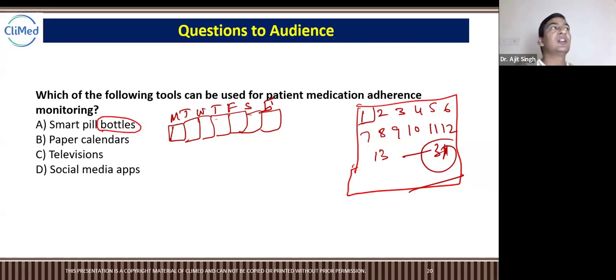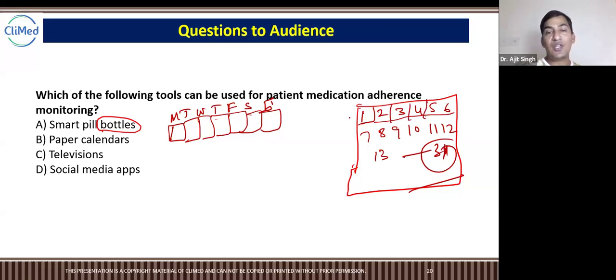Paper calendars, it will be useful. It will be useful only in certain cases, like only in certain cases when the patient is well educated. Paper calendars are also working. Okay. Paper calendars are similarly like this. Okay. But that will not tell about the date. That will not tell about the bottle. That will tell about the dates.